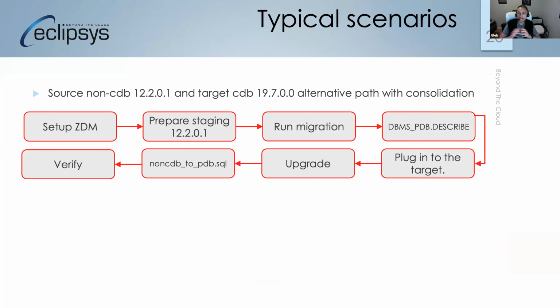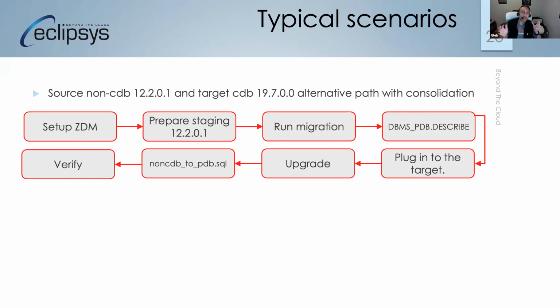A little bit more advanced scenario, probably even more common: on the source you have a non-CDB 12.2.0.1 database, and on the target you have a CDB container database with multiple pluggable databases, and you need to put your non-CDB 12.2.0.1 inside your 19.7 container. If you try to use that 19.7 database as the ZDM target, the tool will wipe it out, deleting all the already migrated databases.